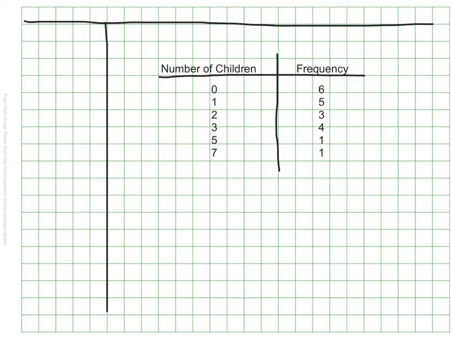This table has a survey where I asked 20 teachers how many children they have. Right? So these are the results listed in the table. I can see, for example, that there were 6 teachers who told me that they didn't have any kids at home. Right? There was 1 teacher who said that they had 7 children. Let's use this data to make a bar graph.